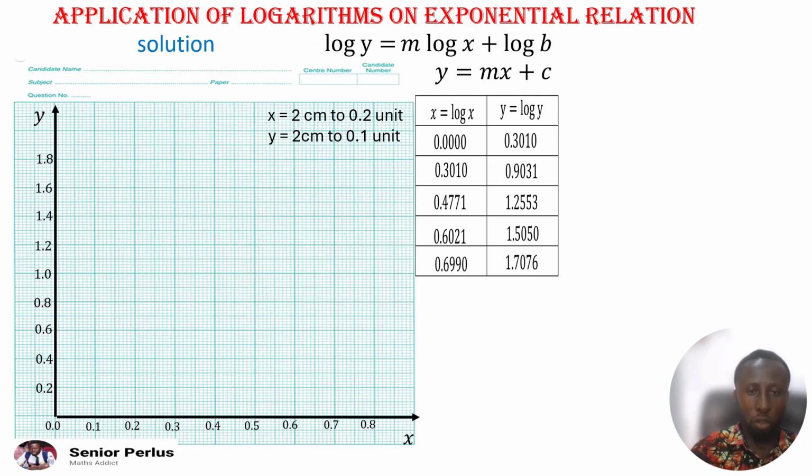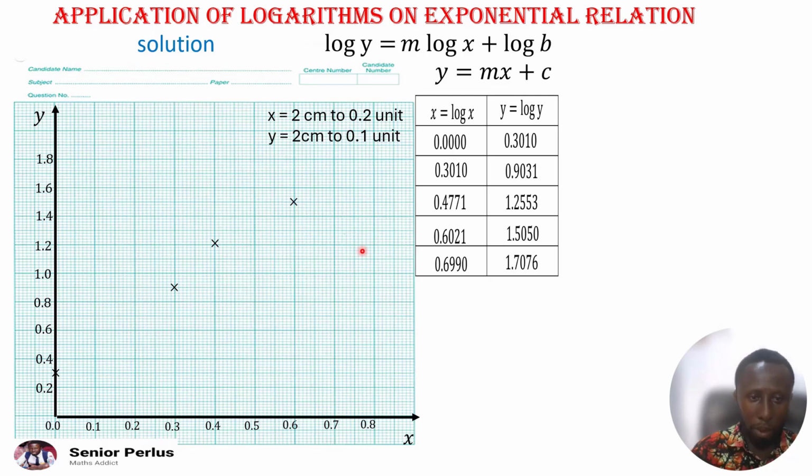So s was 0.00, my y was 0.3. So locate on the y axis, 0.3 is here. Good. Then s was 0.3, then my y was 0.9, so 0.3 to 0.9 is something here. Good. Then my s was 0.4, my y was 1.2, 1.2 is something here. Nice, perfect. Then my s was 0.6 to 1.5, 1.5 was something here.